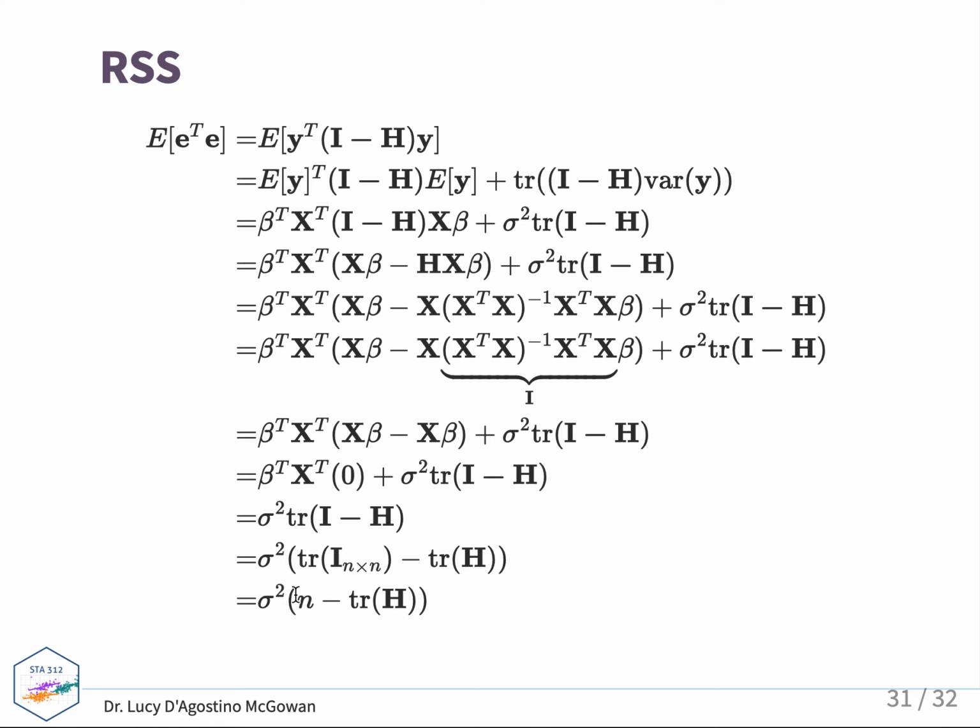So now we have sigma squared times n minus the trace of H. And we just worked out the trace of the hat matrix recently, and what was that? It was p plus 1. And so now we've shown that the expectation of the residual sum of squares is sigma squared times n minus (p plus 1).